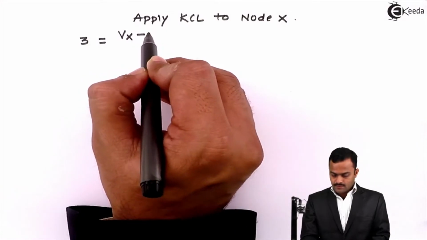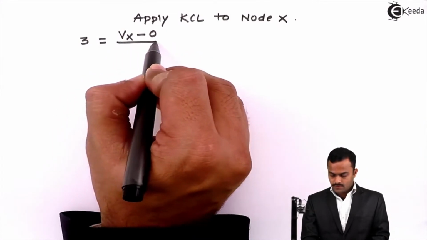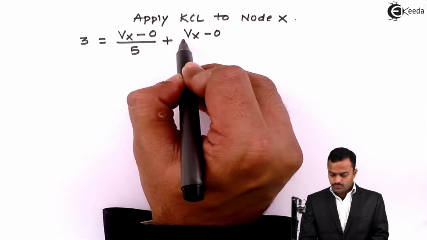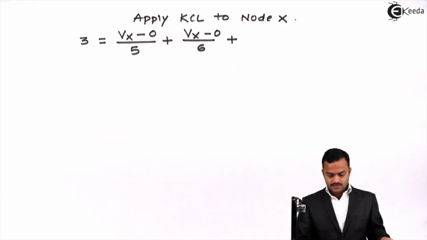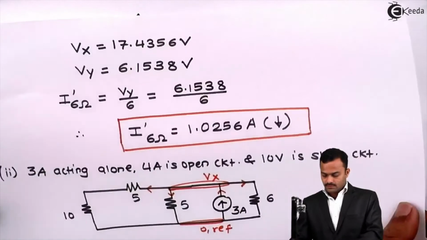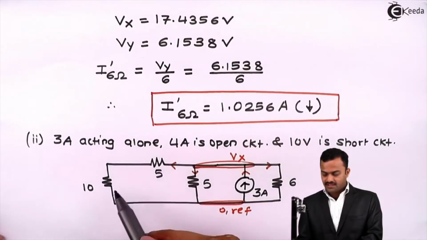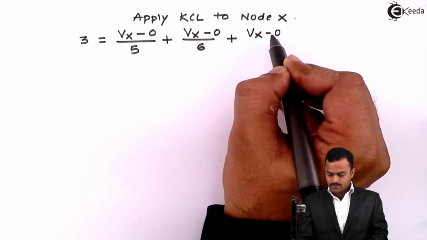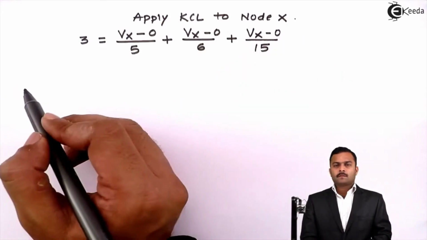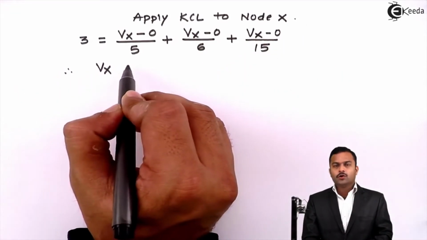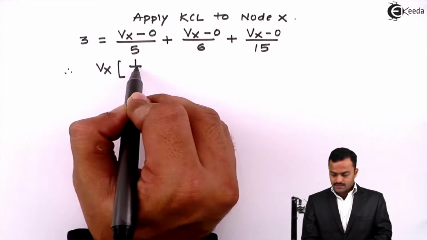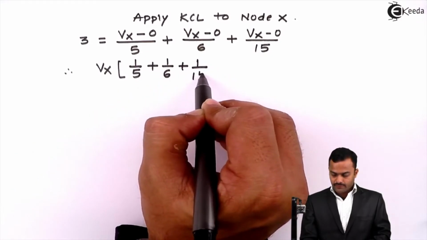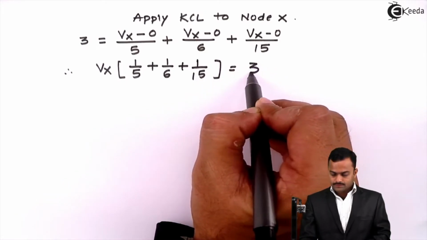So it's (Vx minus 0) upon 5, plus (Vx minus 0) upon 6, plus a third current which is starting from X and ending on reference having a resistance 15 ohm, so it is (Vx minus 0) upon 15. So only one unknown and one equation. So Vx times (1 by 5 plus 1 by 6 plus 1 by 15) equals 3.